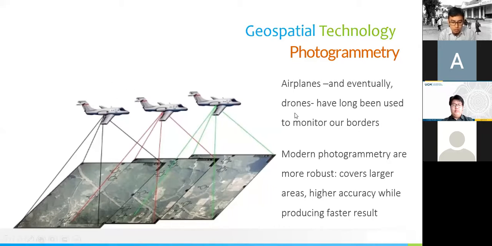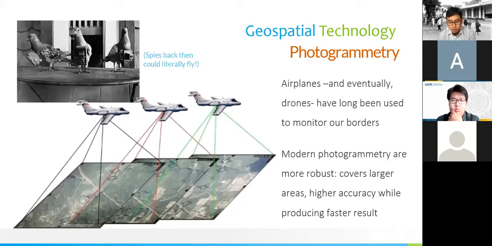So the principle of photogrammetry is very old, but the technology has lately been developed further, and today we have photogrammetry that is more robust, faster, and produces a result of higher accuracy compared to, let's say, 10 or 20 years ago.